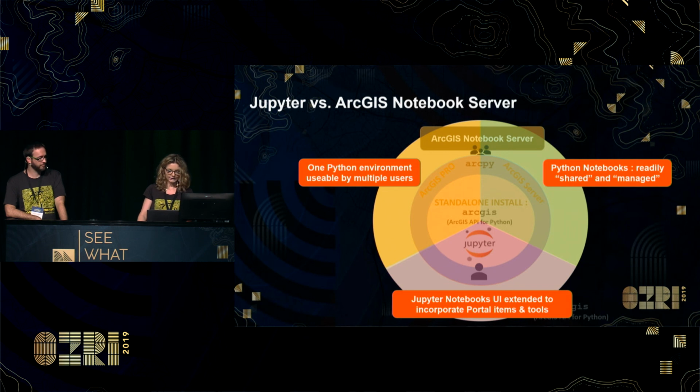Thirdly, ArcGIS Notebooks takes the Jupyter UI and integrates it with Portal content and tools, making coding easier. So data items may be easily added from the Portal content pane and dragged onto the Jupyter coding interface, for example. And Ed is now going to show us an example of that in a Notebook Server demonstration. So we'll just switch over to that now.